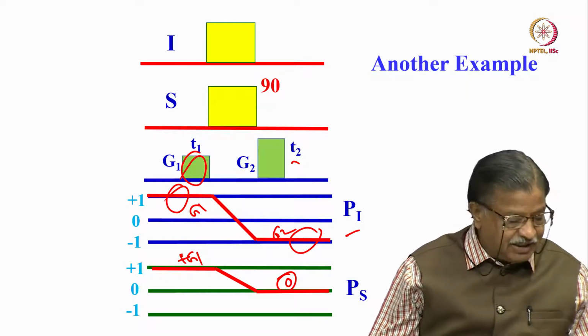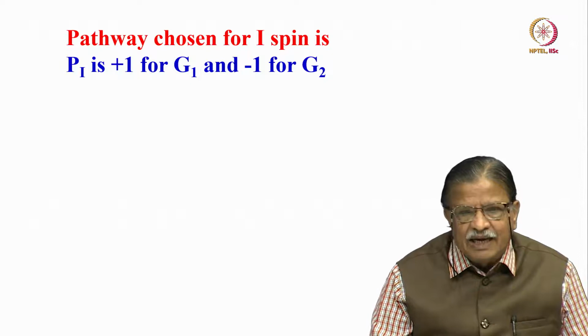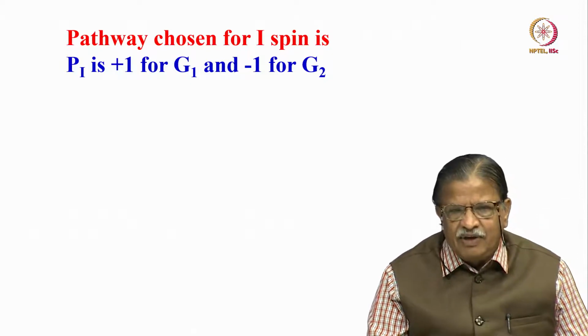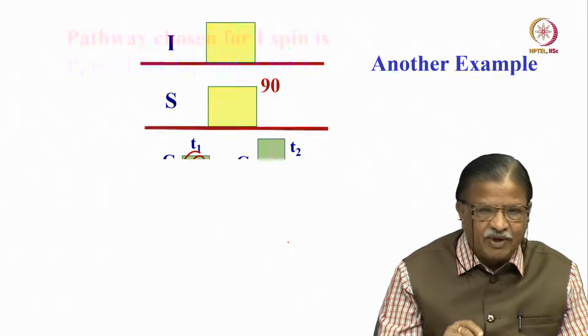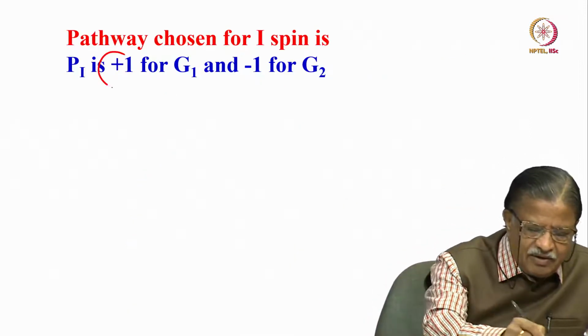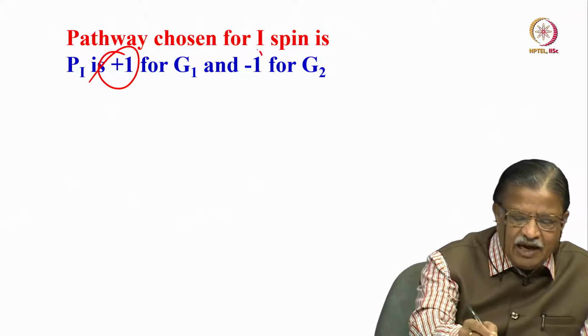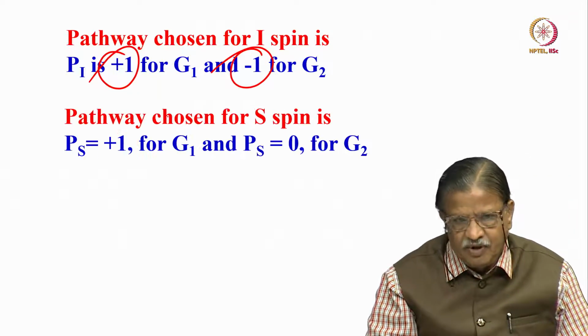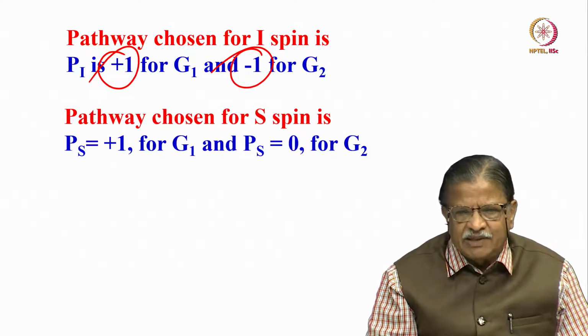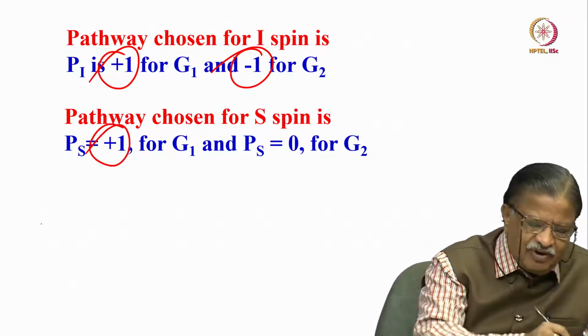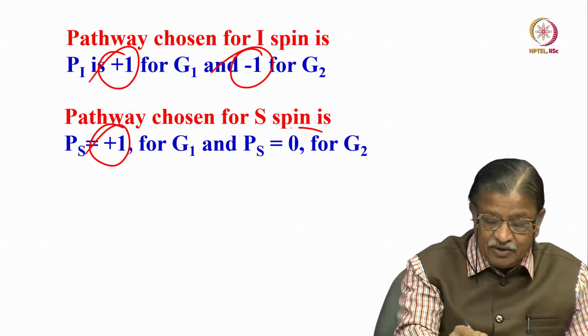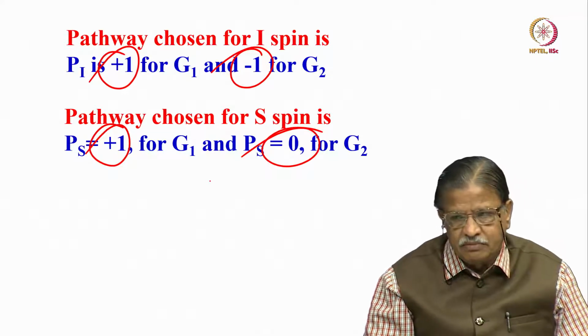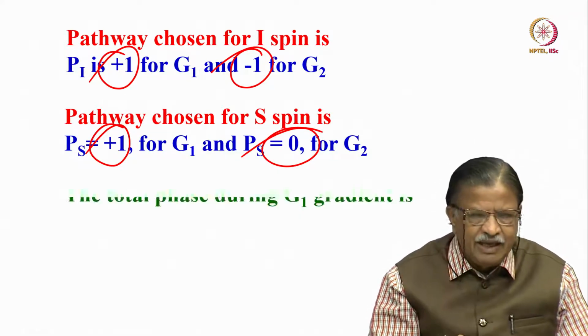So now using this one, we will go back and select the pathway. Now what is the pathway chosen for I? Clearly you see plus 1 to minus 1. So Pi is 1 for G1 and minus 1 for G2. So what is the pathway chosen for S spin? It is plus 1 for G1 and 0 for G2. This is very well known now. We have already worked out.